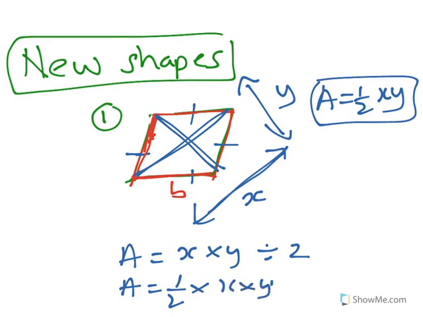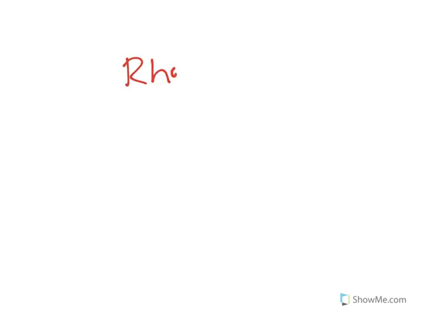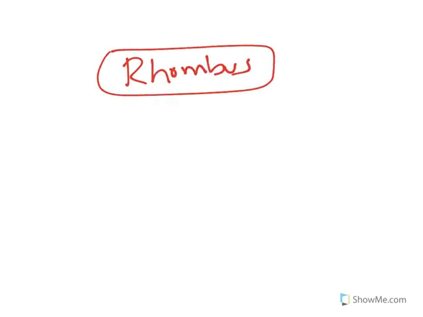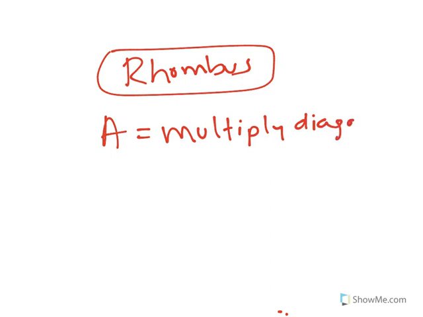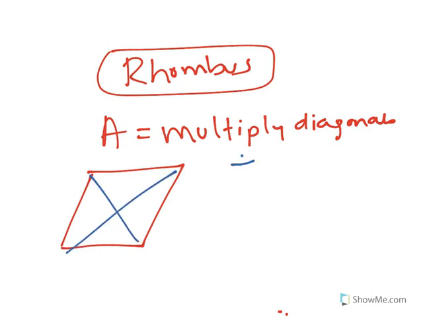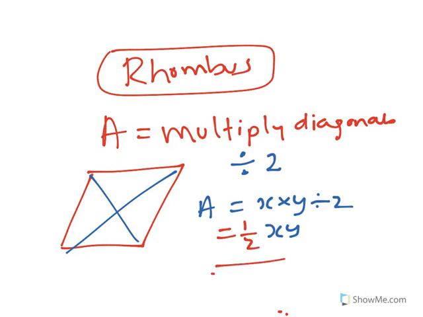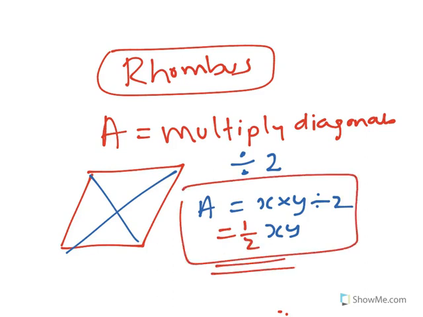Okay, and really, for the rhombus, that basic formula in words, the area is multiply the diagonals. The diagonals are the things that cross over like that. So you multiply the diagonals and you divide by 2. So that's why you see x times y divided by 2, or a half xy. That's what's usually on your formula sheet.